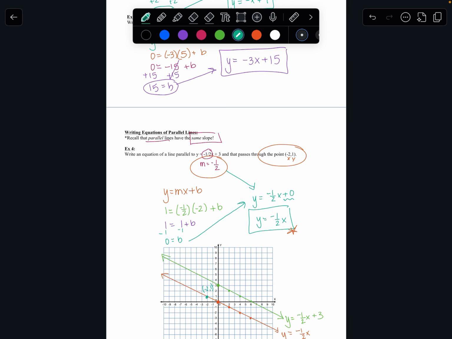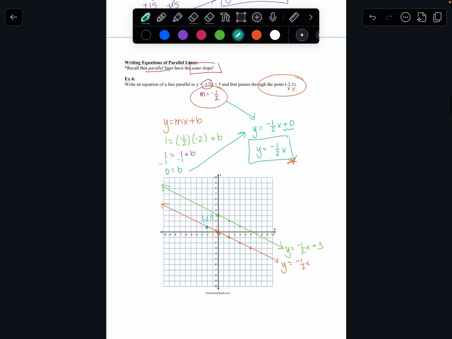Linear functions in slope-intercept form. Okay, come to class with your questions.